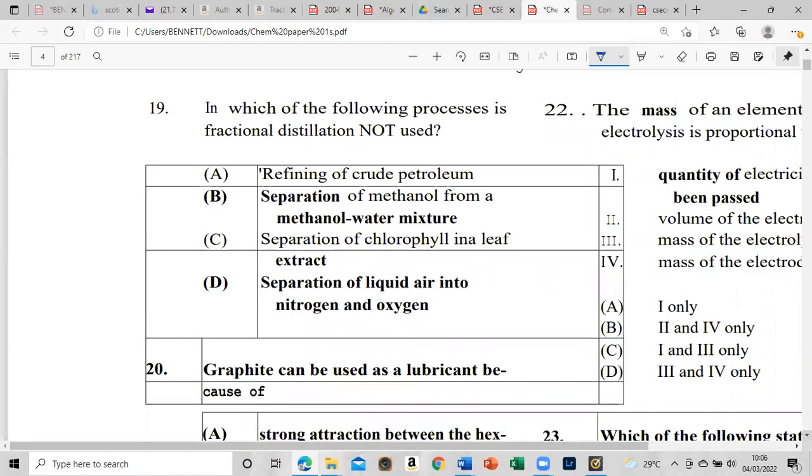In which of the following processes is fractional distillation not used? A, refining of crude petroleum. B, separation of methanol from a methanol-water mixture. C, separation of chlorophyll in a leaf extract. D, separation of liquid air into nitrogen and oxygen. All right, so we are supposed to choose the best option here. And number 19 is C.